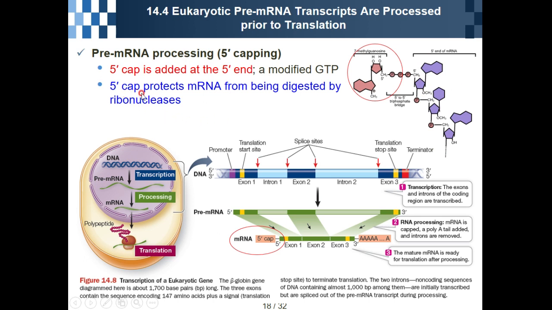This 5' cap protects the mRNA from being digested by other enzymes, so they need the cap. A cap protects our head; in this case, the 5' cap protects the mRNA from being digested by other nucleases. Okay, the first step is 5' capping, and this step occurs in prokaryotes and eukaryotes together.